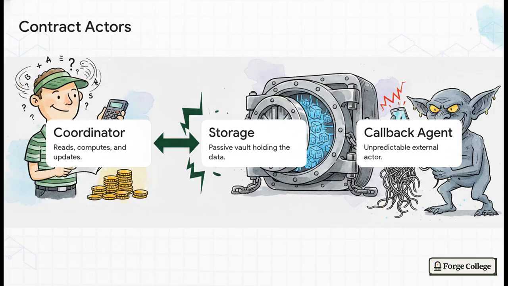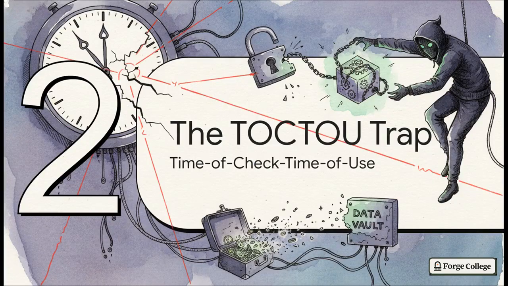Under normal circumstances, the coordinator checks the storage for a value, does a bit of math, and updates it. Super simple. But what happens if the coordinator gets distracted mid-transaction by an external call to that callback agent? Well, spoiler alert, total chaos ensues. Which brings us to Section 2, the TOCTOU trap, or time of check, time of use.